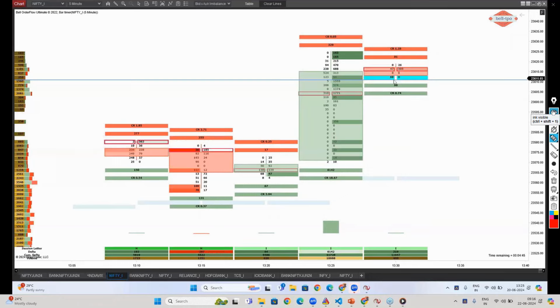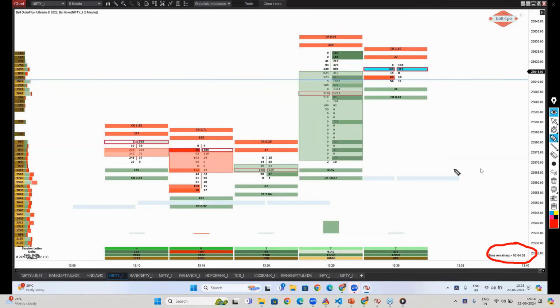So the second bar also started. You see that there is a timer running over here. It says how many seconds are left for the bar to close. What is so interesting here is that we had an exhaustion bar, and so far there is not much of a clue. Still not much of a clue whether the market will top out or not.